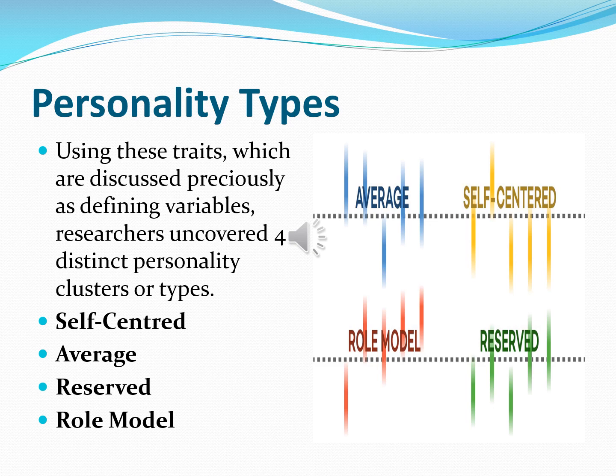On the basis of those, this research has classified personality types into four types. One is self-centered, average, reserved, and role model. So using these traits which were discussed previously, we have defined variables. Researchers uncovered that there are four distinct personality clusters or types. Like I said, they are self-centered, average, reserved, or role model. So let's see what they are.